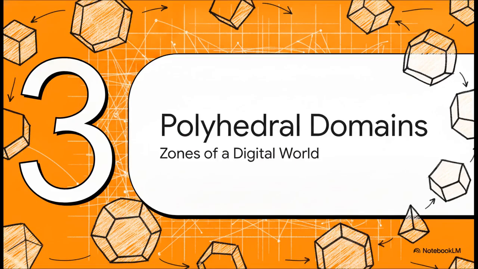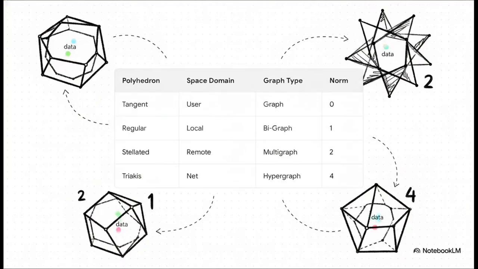Section 3. 4 polyhedral jurisdictions, physical zones of a digital world. So we've got the center, and we've got the grid. But how is this space actually organized? It's honestly brilliant how they organize data here. Forget messy folders or abstract memory allocations. Data lives inside specific geometric shapes.